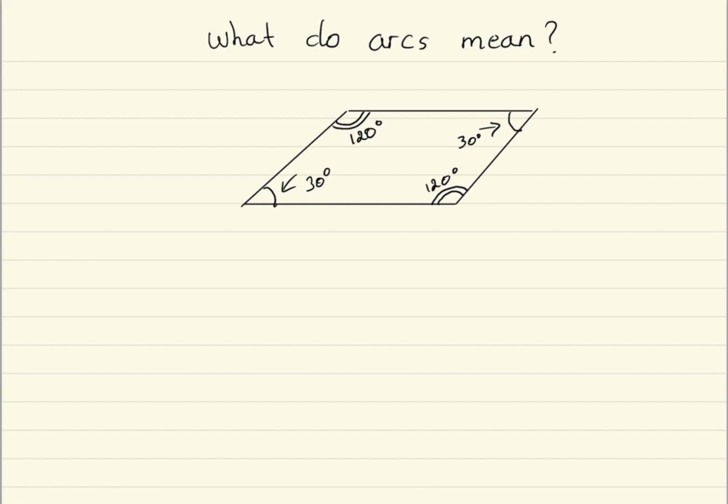So if you have one arc and you see two of them on each side, they're going to be the same. And if you have two arcs, then you're going to know that it's going to be the same measure. Sometimes you may have three arcs, depending on how many angles you have in a particular shape. Just know that those arcs indicate that they are the same size, depending on the number of arcs.